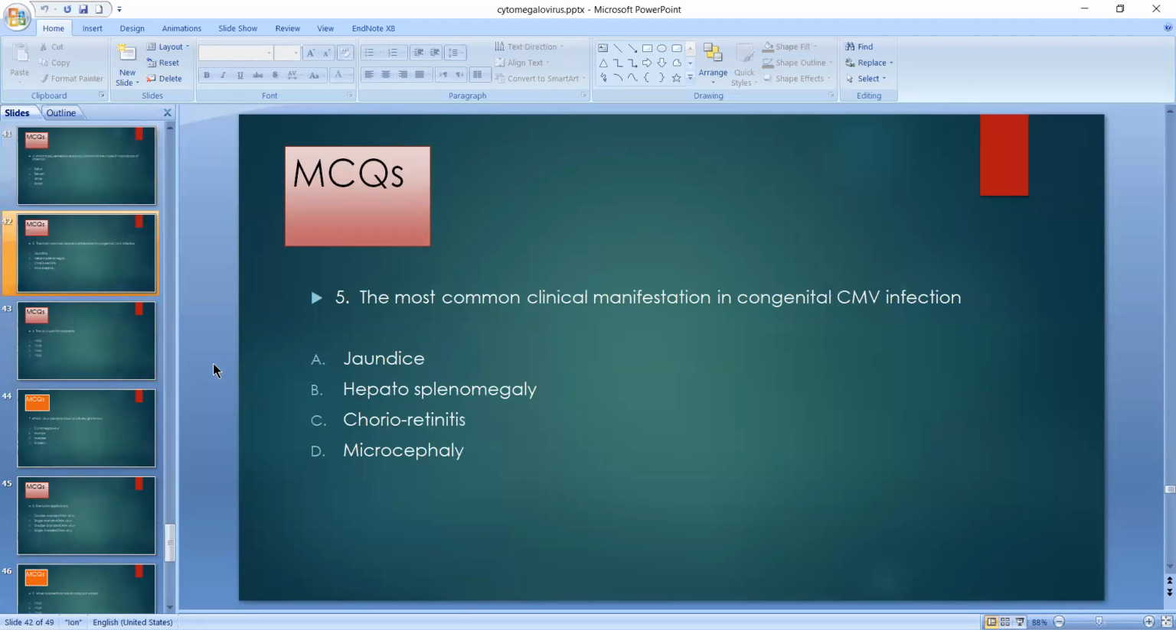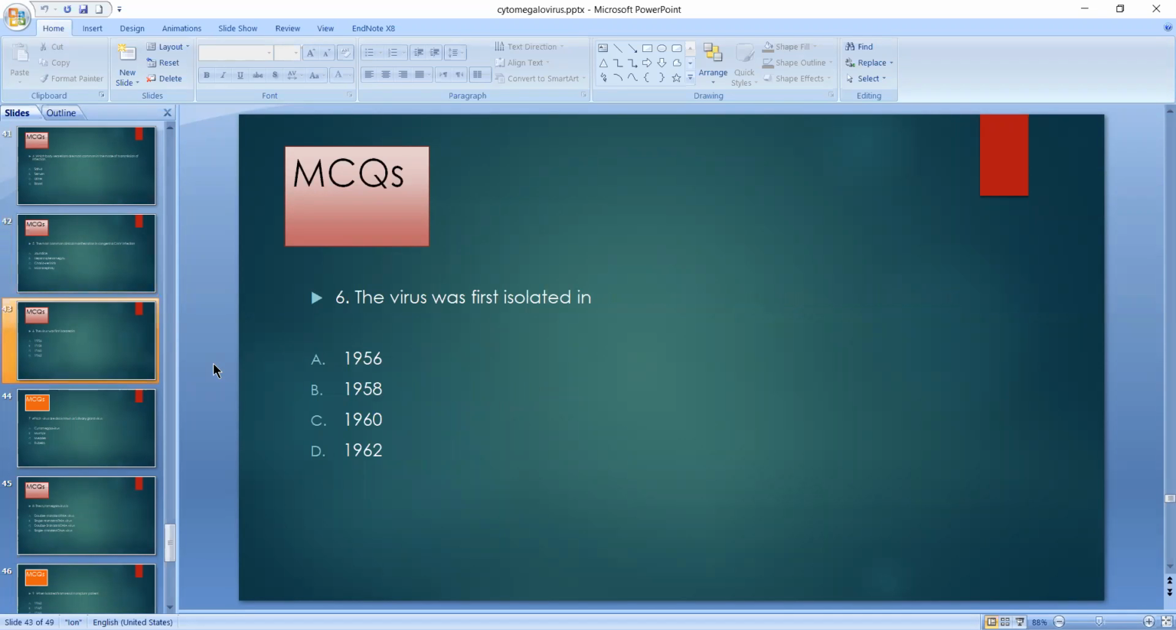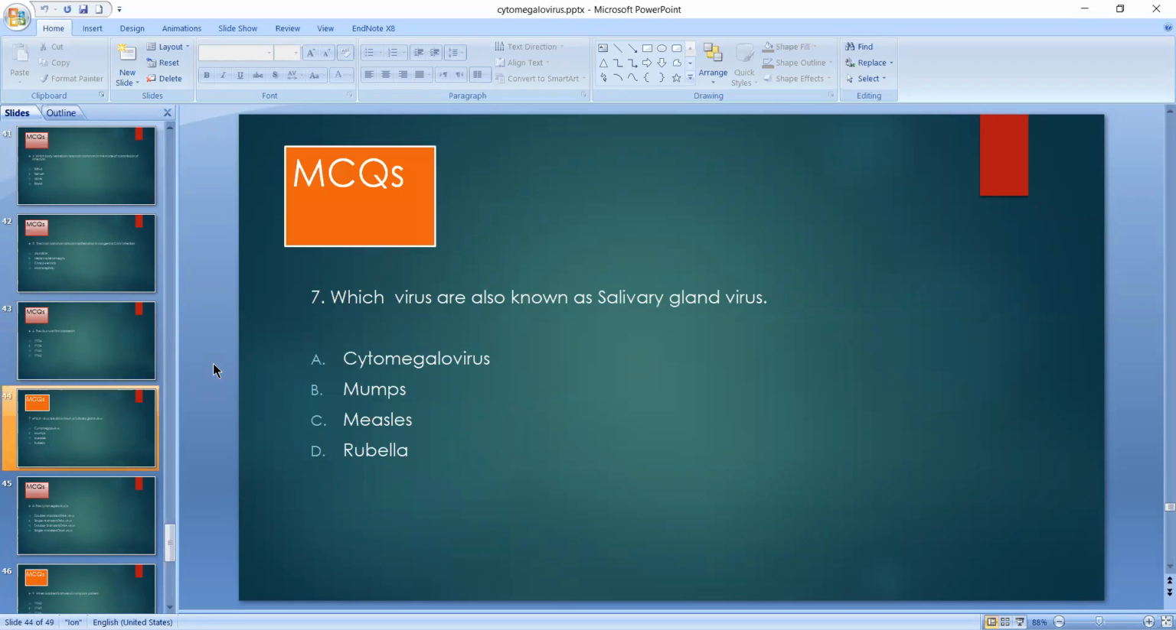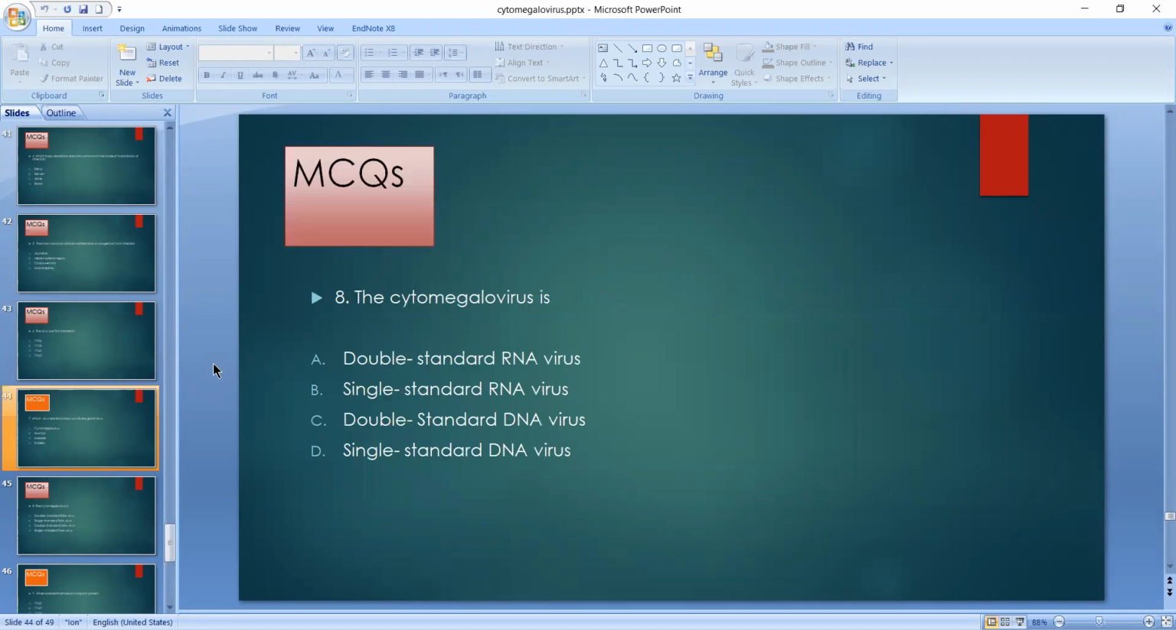Correct answer. The most common physical manifestation in congenital cytomegalovirus infection is A. Correct answer, A. The virus was first isolated in 1966. Which virus is also known as salivary gland virus? The cytomegalovirus is double stranded RNA. C is the correct answer: double stranded DNA virus.